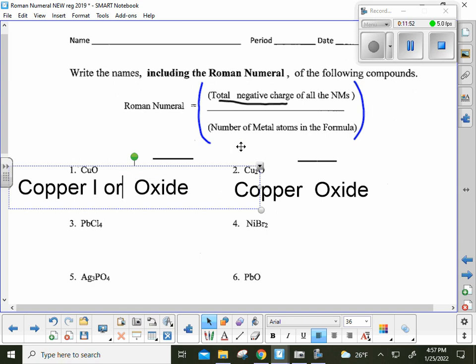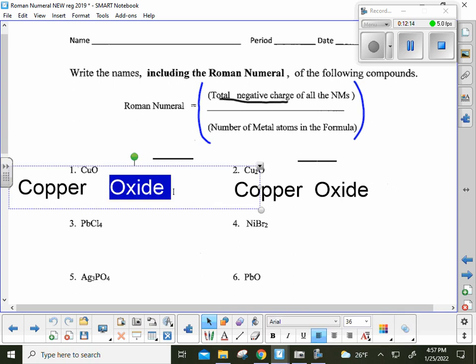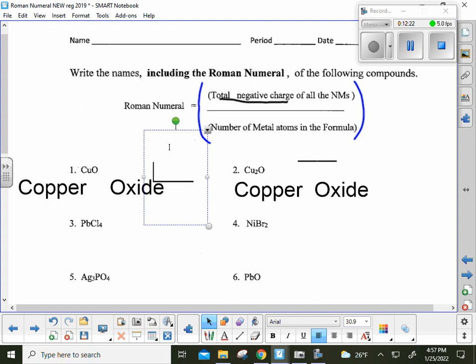So there's a simple math equation that you're going to use. Basically, take the total negative charges of all the nonmetals that you see there and divide it by the number of metal atoms in the formula. That's all you have to do. So you're looking at the one oxygen, or oxide. Oxide has a total charge, and there's only one of them. There's only one oxygen, so it's going to be a -2. You're going to have a -2 here.